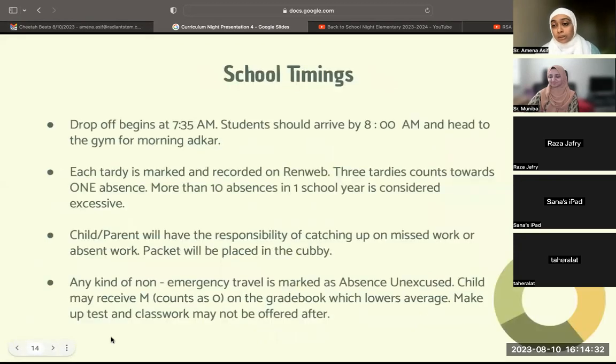Next is school timings. Drop-off begins very early. You'll see Sister Mazida and mostly Sister Sama outside exactly at 7:35. And I realize that some of you are driving from quite a distance and you will need that commute time. Please try to make sure your children are in school by 8 o'clock.